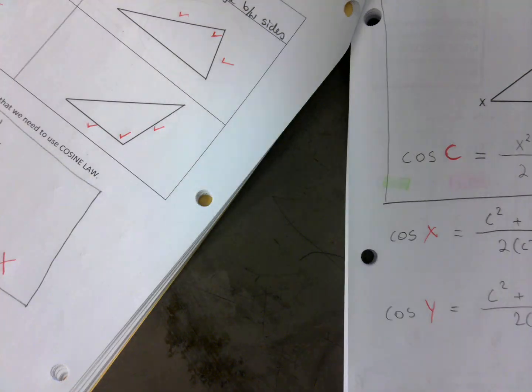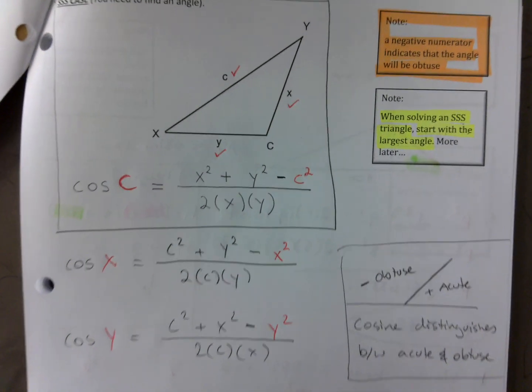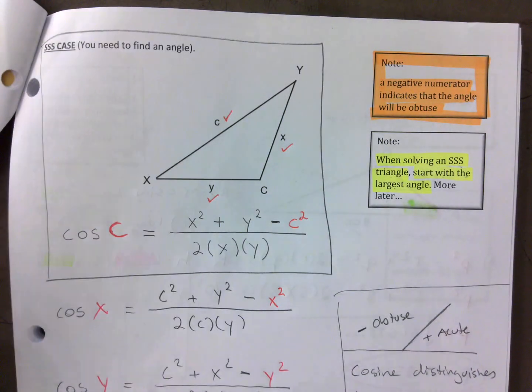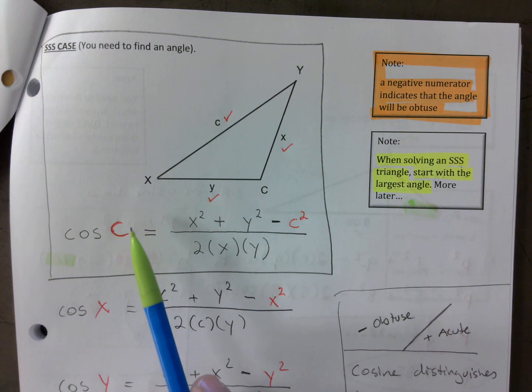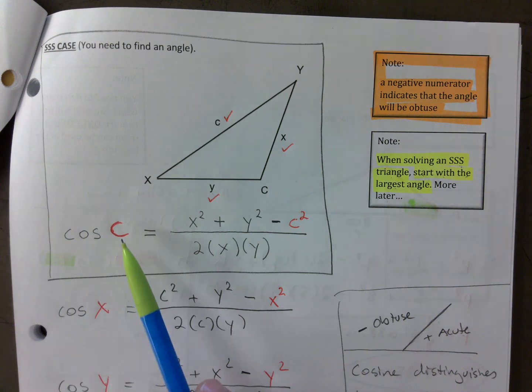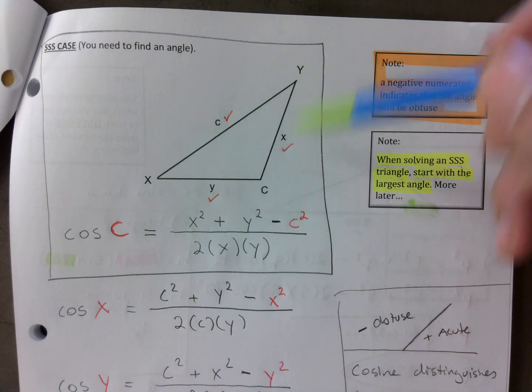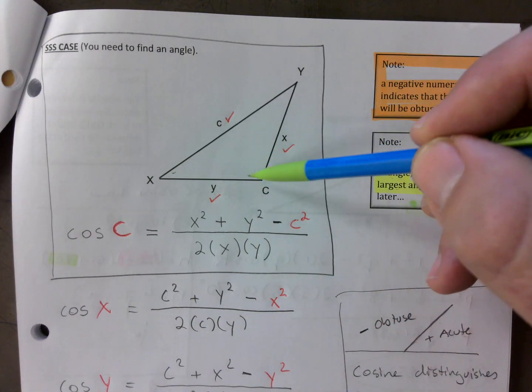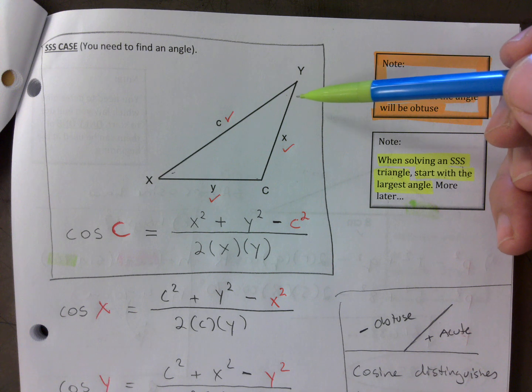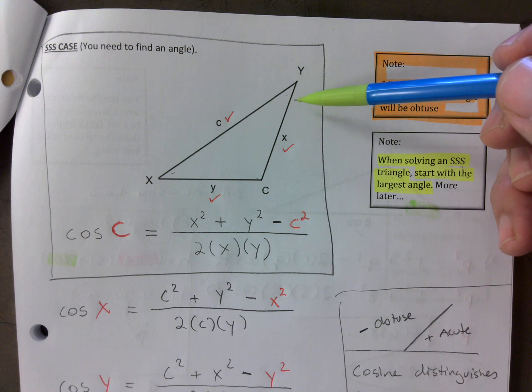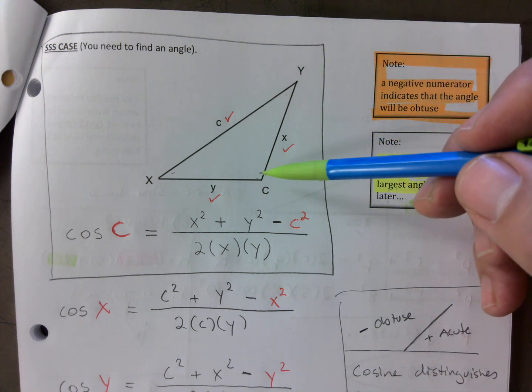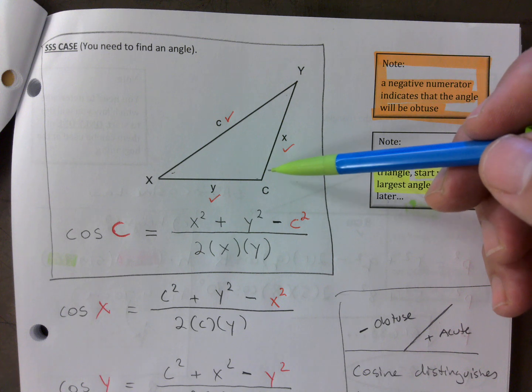If you have side, side, side, you want to have this formula on your study sheet, right? And here it gets tricky. You got to be careful. You can solve for any angle you would like. You ready for this, right? If you have all three sides, you can choose this one, or that one, whichever one. If you're solving a triangle, though, please start with the largest angle every single time.